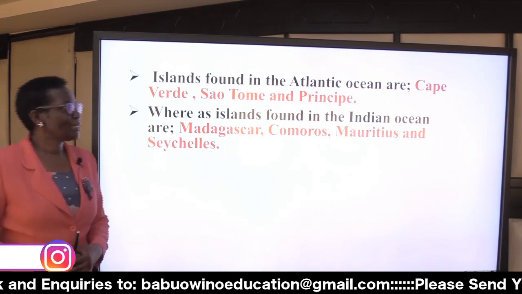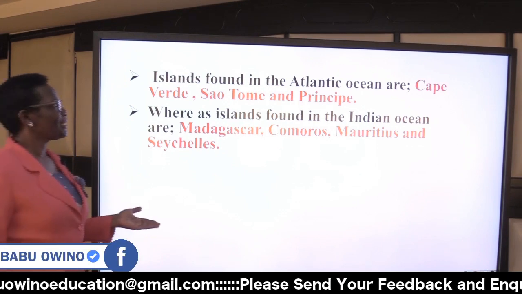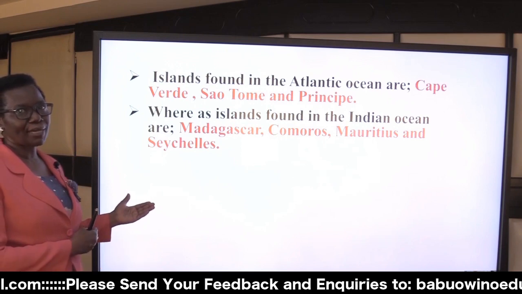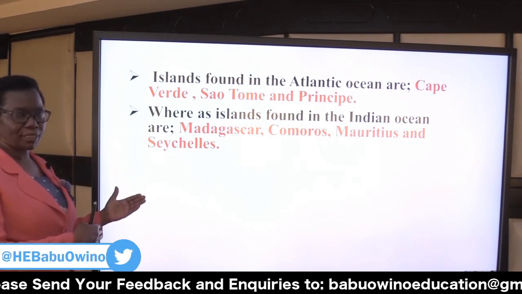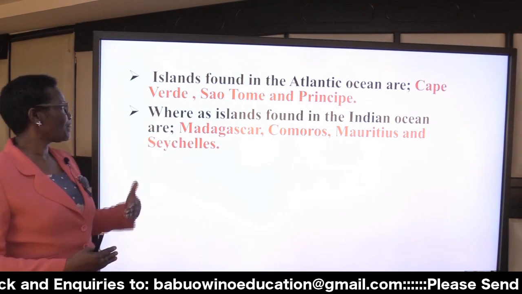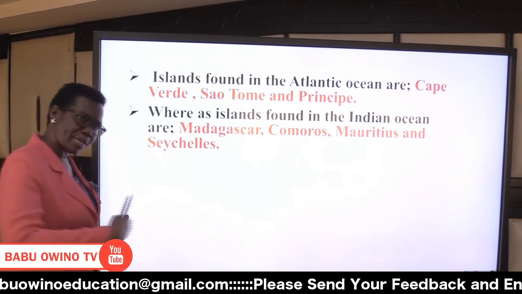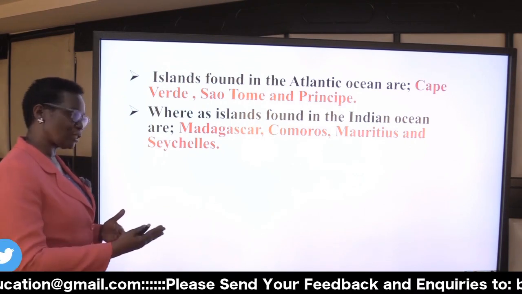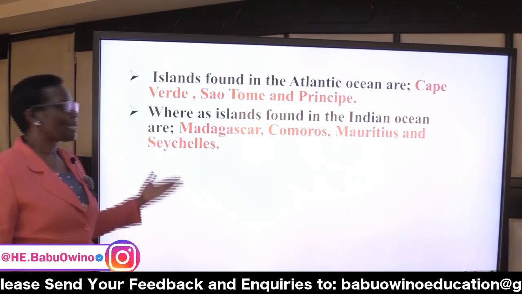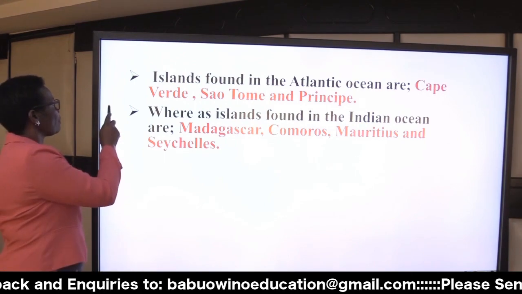The islands found in the Atlantic Ocean: we have Cape Verde, Sao Tome and Principe. And that is to the west of Africa. The Atlantic Ocean is to the west of Africa. We have the islands as Cape Verde, Sao Tome, and Principe. Whereas the ones which are found in the Indian Ocean to the east of Africa, are Madagascar, Comoros, Mauritius, and Seychelles. So those are island countries of Africa.